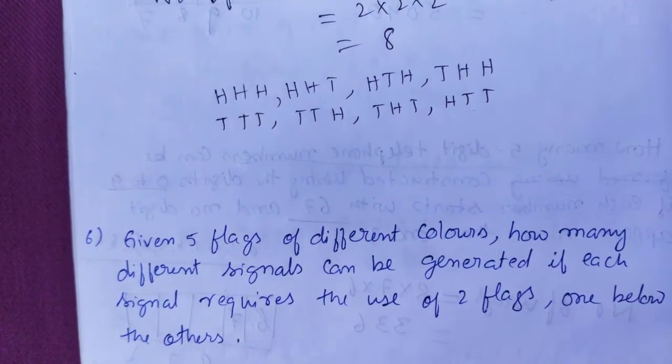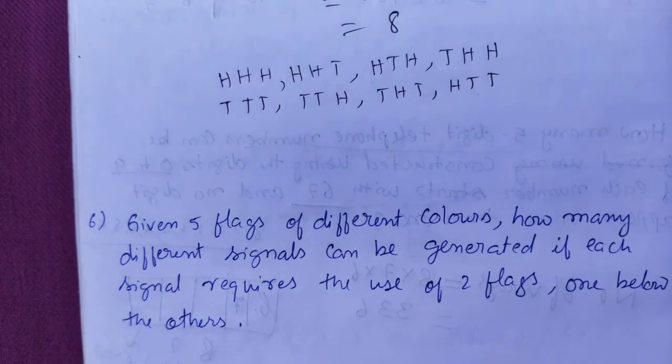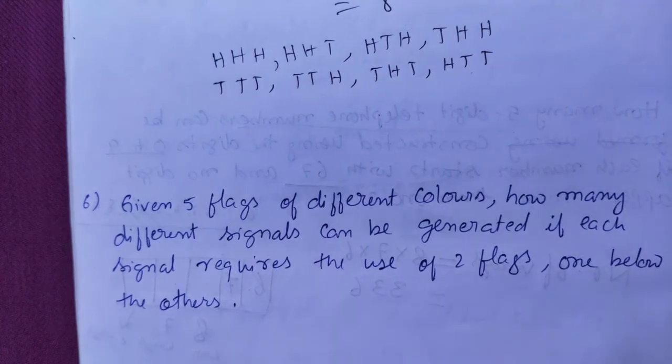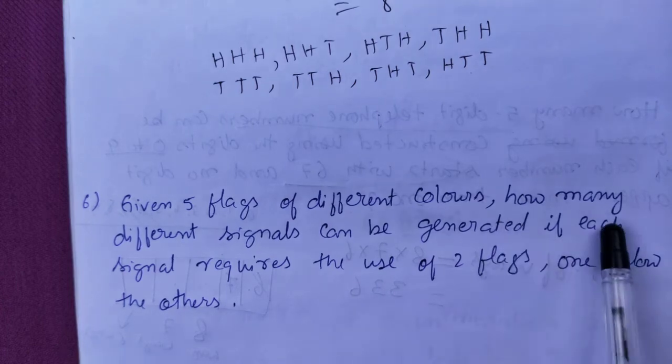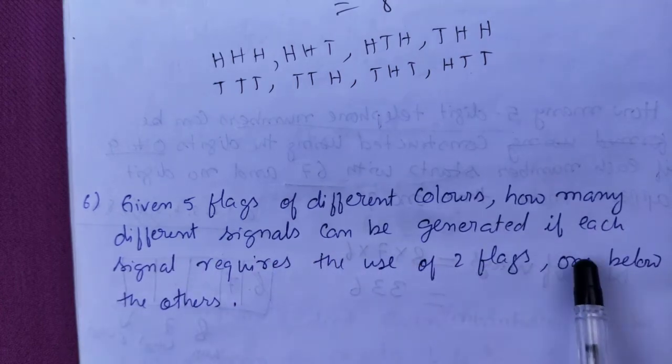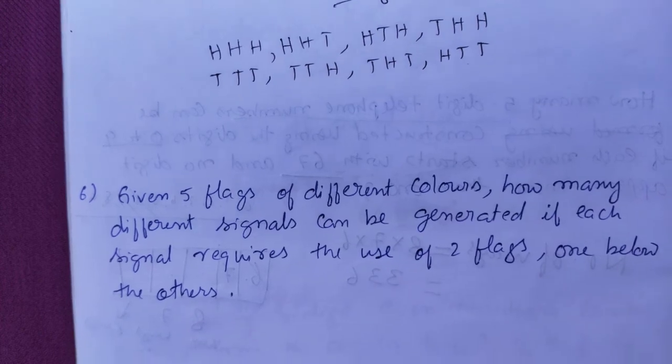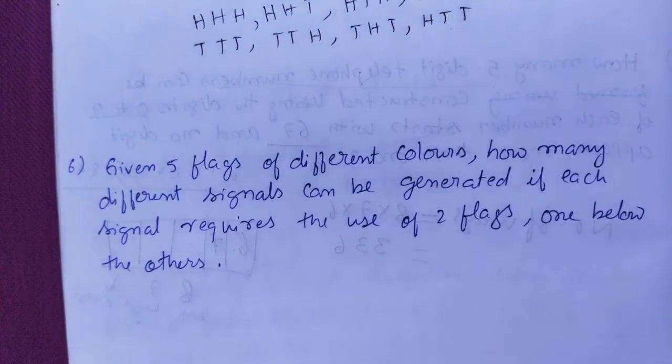Let's do question number 6. Given 5 flags of different colors, not 3 different colors. There are 5 flags of different colors. How many different signals can be generated if each signal requires the use of 2 flags, one below the other?